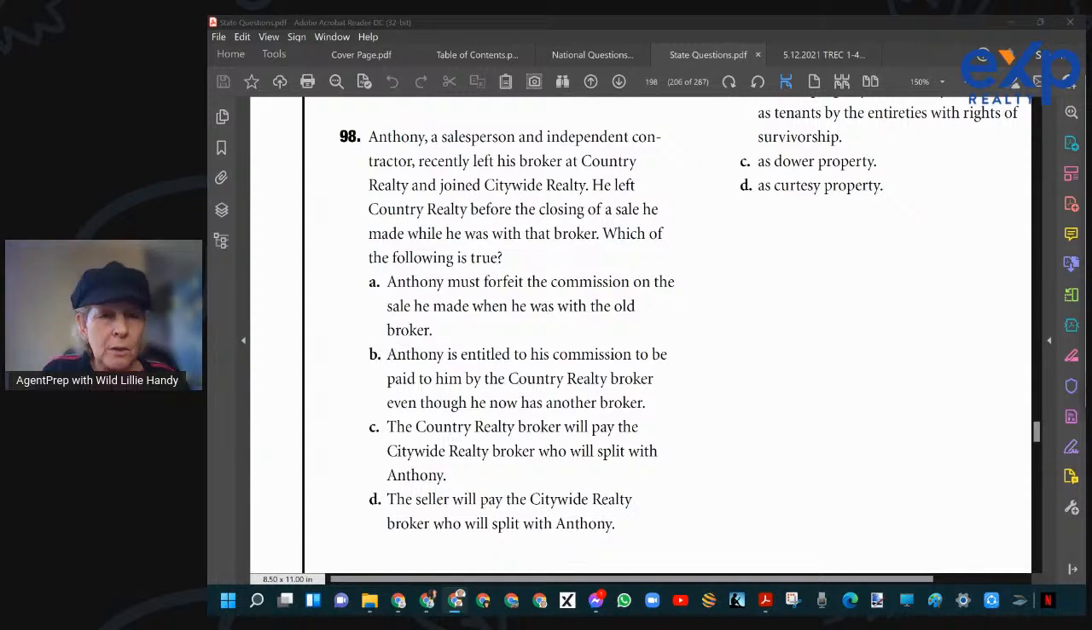Okay, so, well, it doesn't say if he's representing the buyer or the seller. It doesn't matter. The commission is paid to the broker that the contract was initiated with, and then paid to the buyer agent. So the broker keeps their percentage and pays the percentage to the buyer agent or to the salesperson. Sorry, it doesn't say buyer or seller. So 98 is B. Okay. Right?